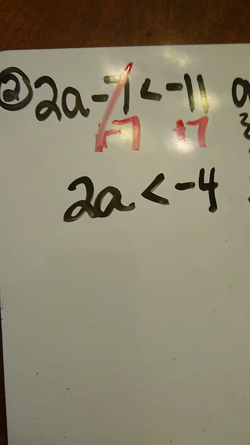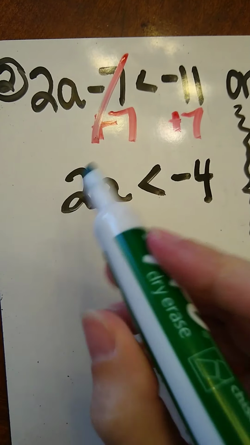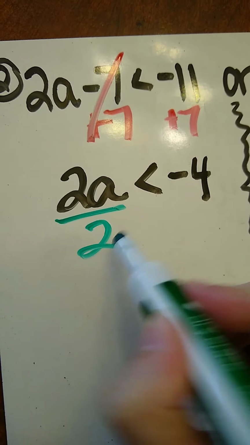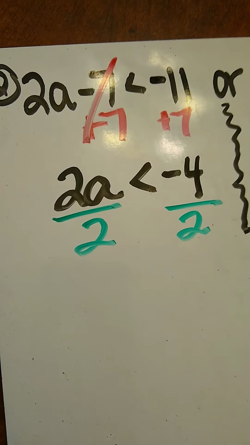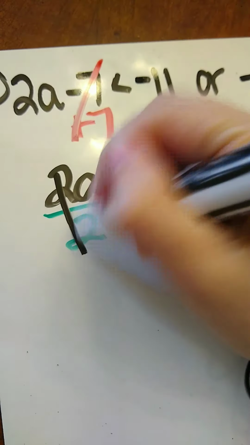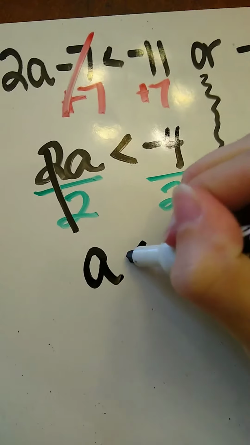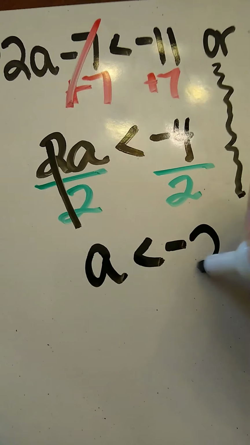To get the 2a totally by itself, I need to get rid of the coefficient, which is the 2. So I'm going to divide it away because they're currently multiplied. So those cross out, and I'm left with a is less than -4 divided by 2 is -2.